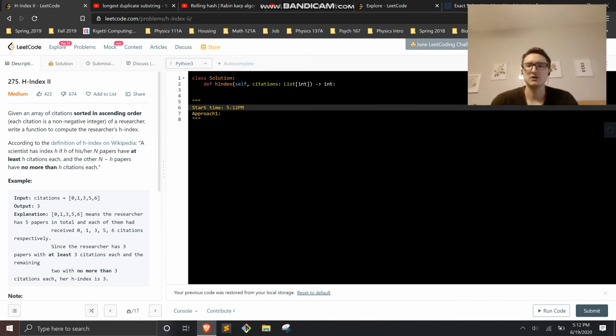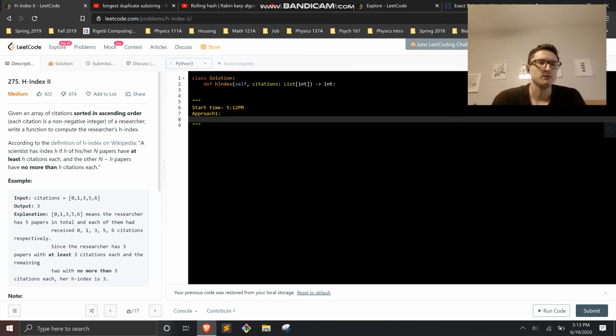My strategy here will be to show how I approach this problem and how I come up with a strategy. Hopefully that goes really well, and then I'm going to try to code that. So here we go. Given an array of citations sorted in ascending order, each citation is a non-negative integer of a researcher. Write a function to compute the researcher's h-index.